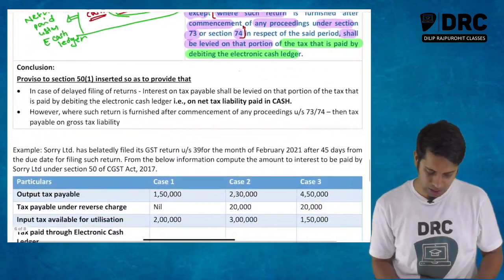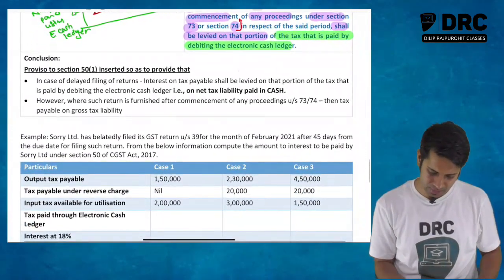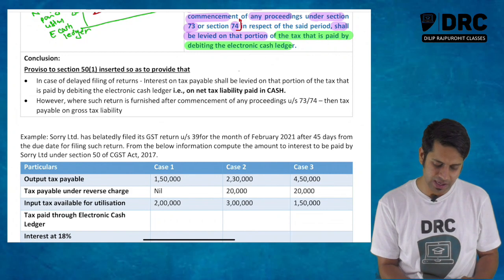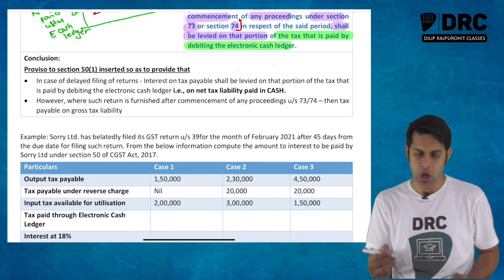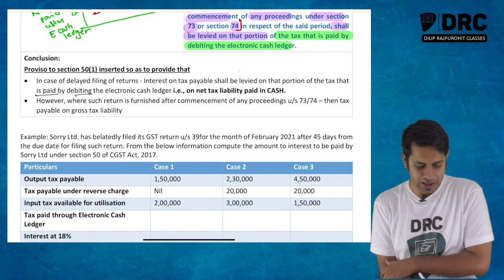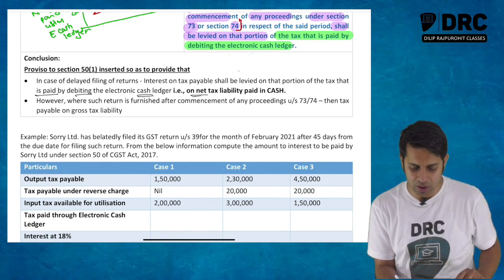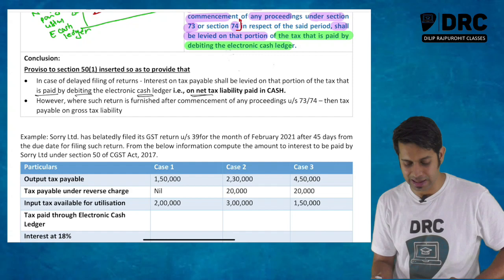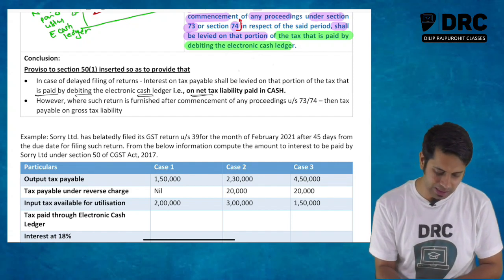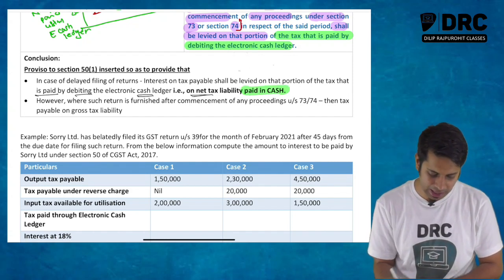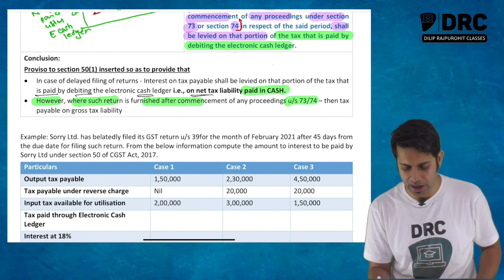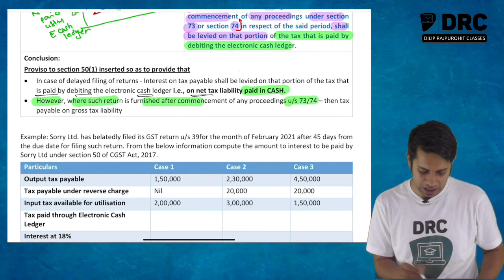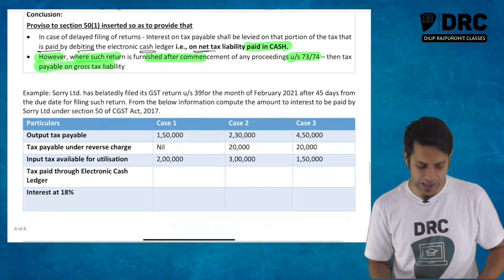Now, what is the crux? In case of delayed filing of returns, interest on tax payable shall be levied on that portion of tax that is paid by debiting the electronic cash ledger, on the net tax liability which is paid by you in cash. However, where such return is furnished after commencement of proceedings under Section 73 or 74, then the interest will be paid on the gross liability only.